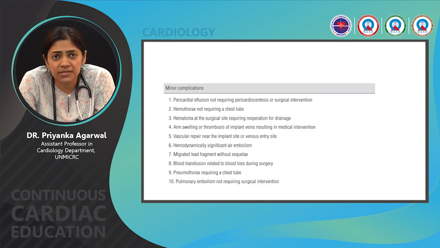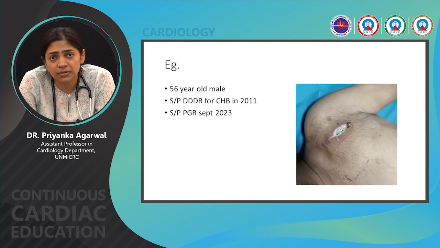The other complications can be pericardial effusion not requiring pericardiocentesis or surgical intervention, hemothorax, hematoma at the surgical site requiring reoperation for drainage, arm swelling or thrombosis of implant veins resulting in medical interventions, vascular repair near the implant site or venous entry site, hemodynamically significant air embolism, migrated lead fragments without sequelae, blood transfusion related to blood loss during surgery, pneumothorax, or pulmonary embolism not requiring surgery.